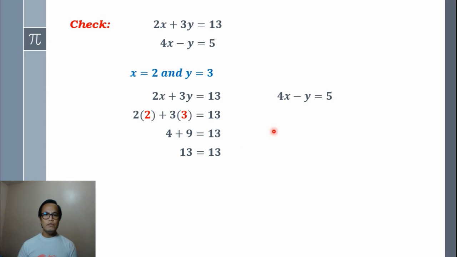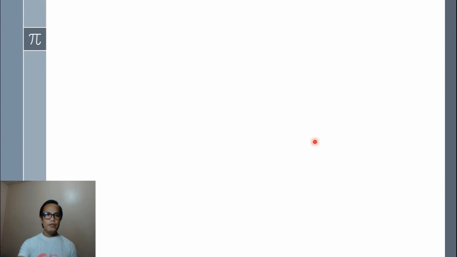Now, let us check for equation 2. Our equation 2 is 4x minus y equals 5. The same, we substitute the values, so we have 4 times our x is 2 minus our y is 3. So 4 times 2 is 8 minus 3. So 8 minus 3 is 5, which is equal to 5. So therefore, our values are correct. Now let's proceed to our third example, our last example.